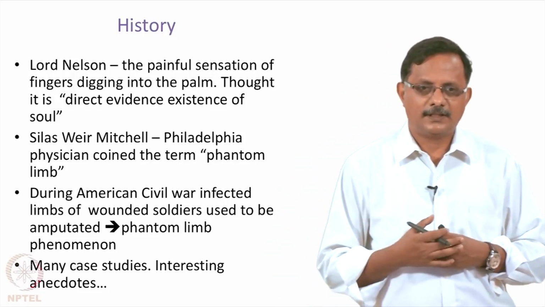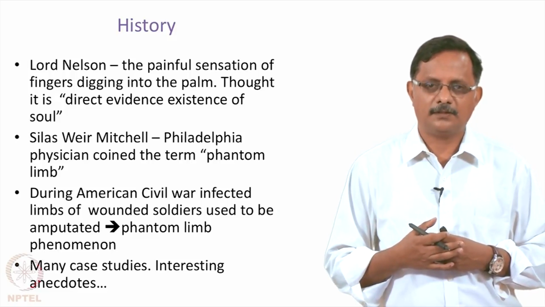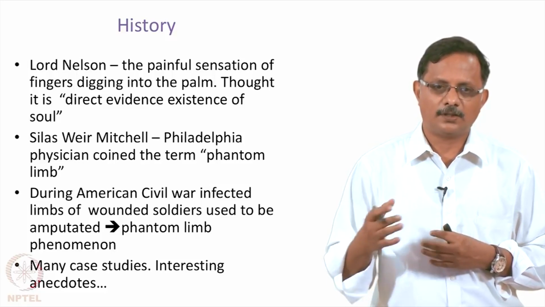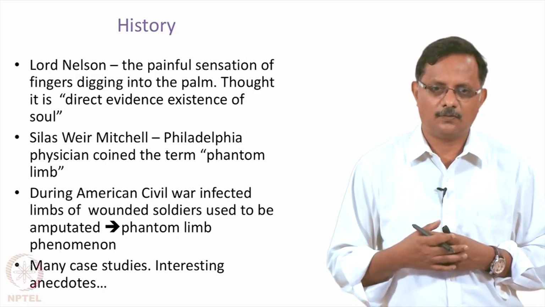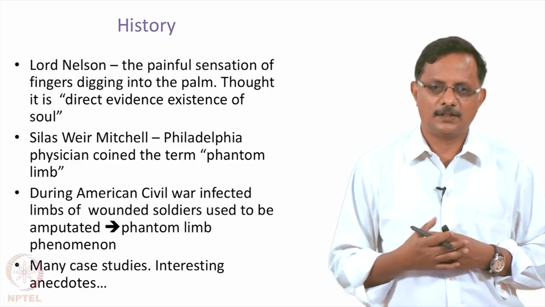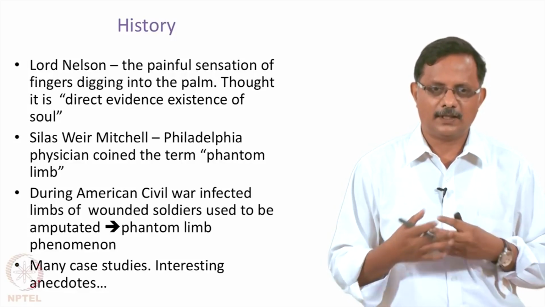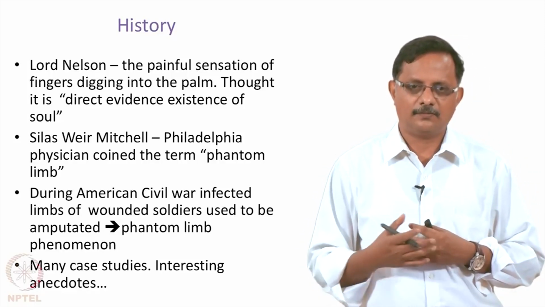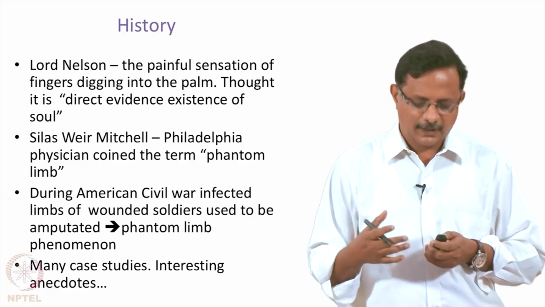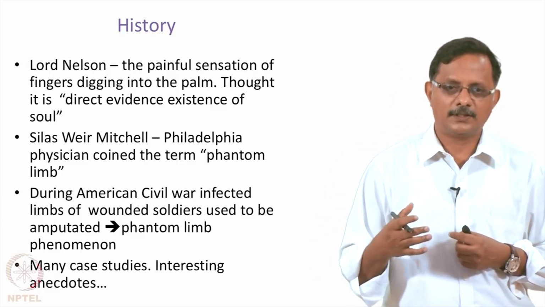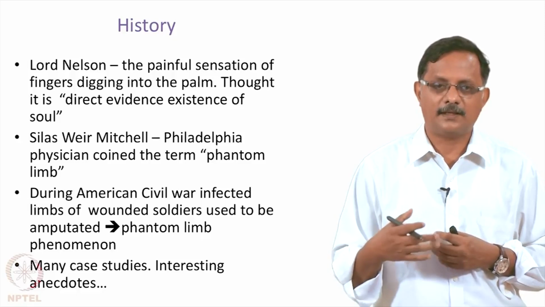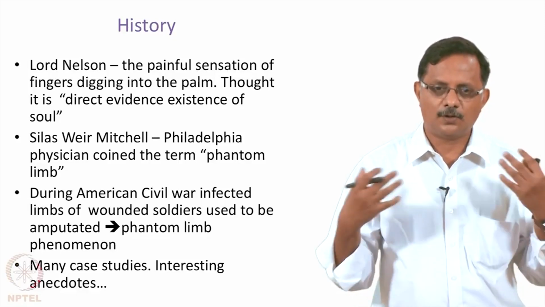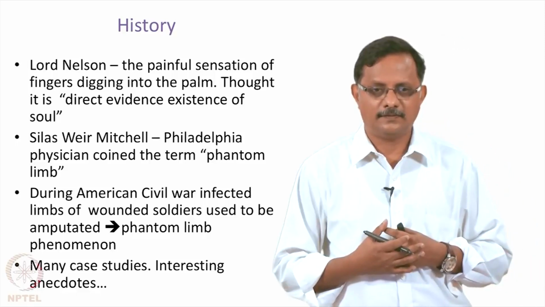Then a Philadelphia physician called Silas Weir Mitchell coined the term phantom limb, because during the American Civil War, this doctor was treating a lot of war victims, and a lot of these soldiers came with infected arms, and therefore they had to be amputated, and they experienced phantom limb sensation. There were lots of interesting case studies. Because this phenomenon was known, but people did not understand what was causing this kind of experience or sensation, there is a lot of folklore and interesting anecdotes that went with this phenomenon.